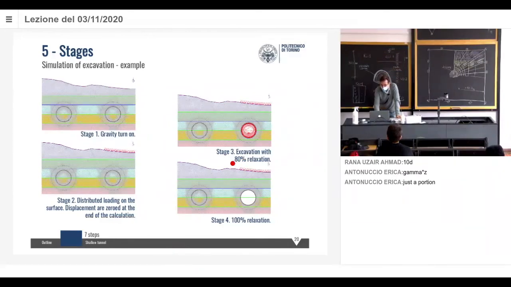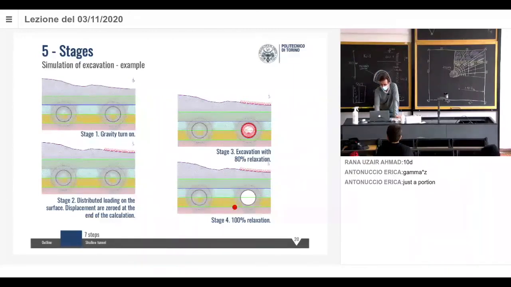So in this case, we assume 80% of relaxation. Here you can see the red forces which are applied there. They are not the total forces, put with a minus, but they represent 20% of it, because we want 80% of relaxation. So we have computed the forces, and we only applied 20%. All the rest is gone with the excavation.